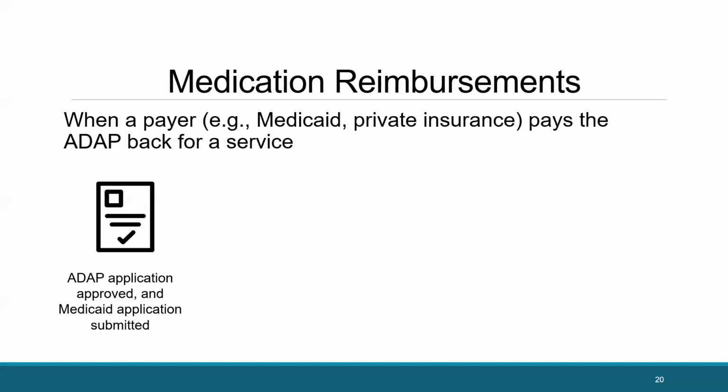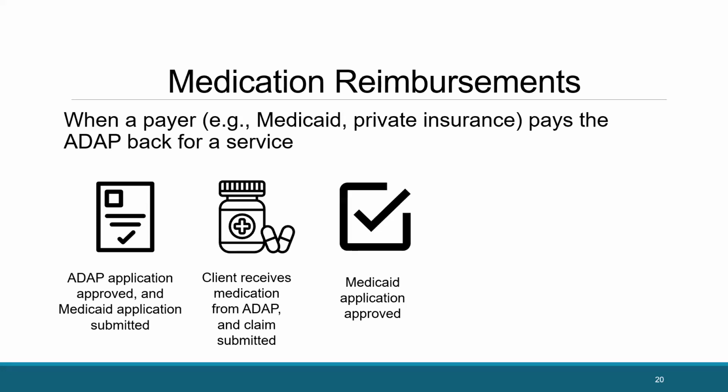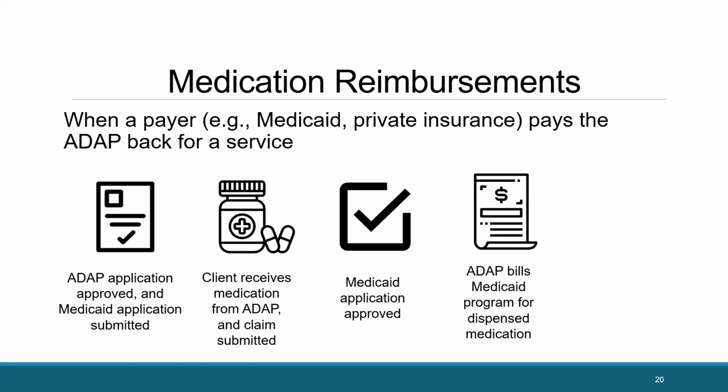So first, the ADAP application is approved, but it's also determined that they should apply for Medicaid. So the client is enrolled in the ADAP's full pay medication program and receives their medication. But then a month later, after being enrolled in the ADAP, the client is approved for Medicaid. Medicaid will not only pay for the client's medications moving forward, but can also be billed for the medications already provided to the client. So this is known as Medicaid backbilling. The ADAP bills Medicaid for past medications paid, and then the ADAP gets reimbursed.